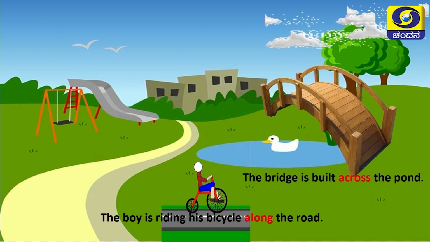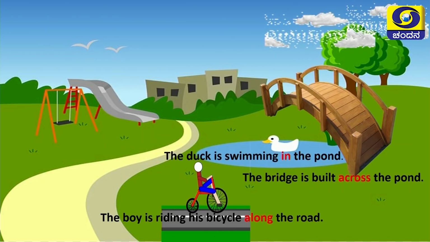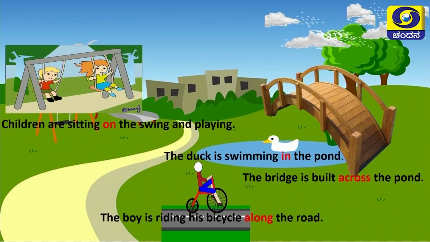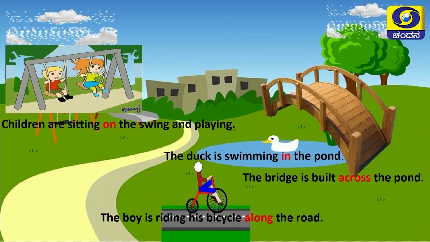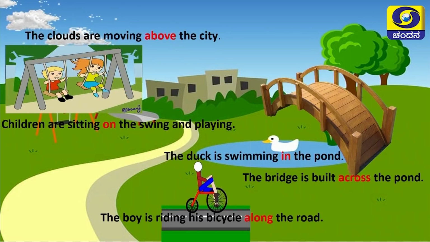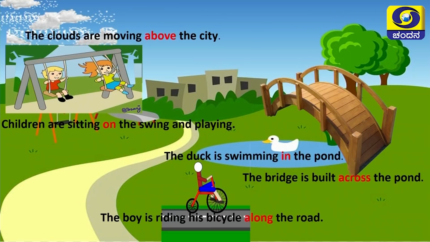Next one, the bridge is built across the pond. Next, what is there? The duck is swimming in the pond. Next, the children are sitting on the swing and playing. The last one, the clouds are moving above the city. What are these? Observe. Above, on, in, across, along.